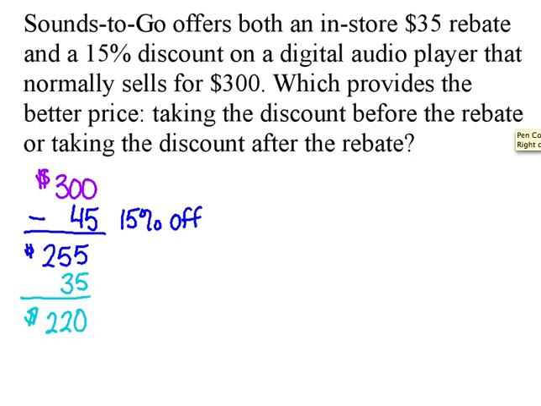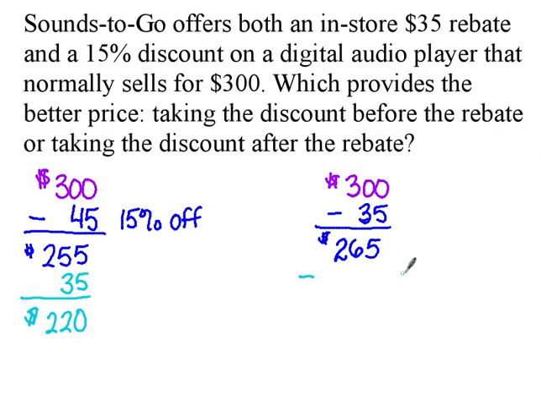Now what we're going to do is take the rebate first. So I'm going to subtract my $35. And what do you get? $265. Now let's take our 15% off of that. What's 15% off of that? 39.75. What do you get? 225.25.